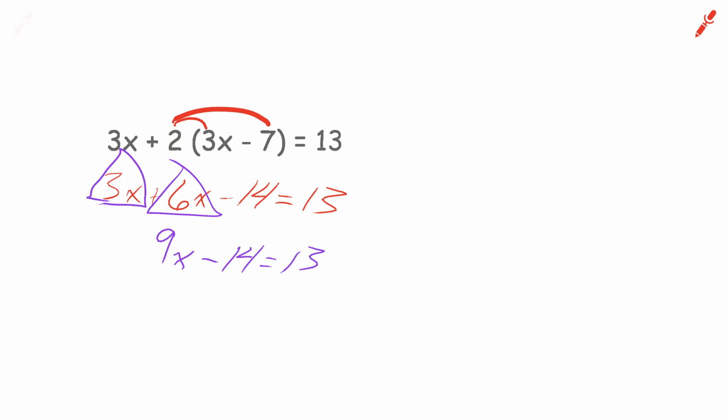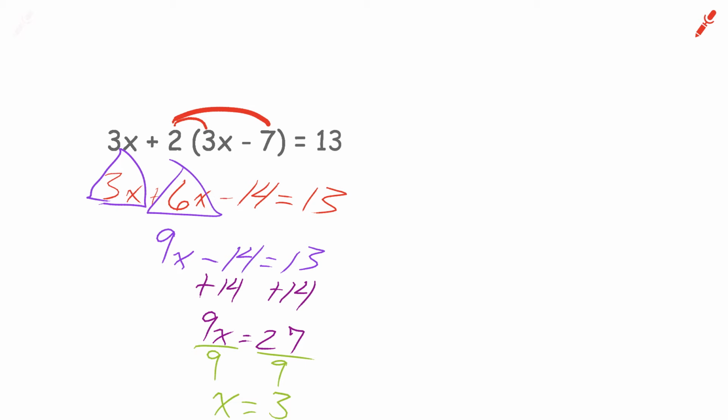Now that I've got it written as a two-step equation, I'm just going to solve for x. I add 14 to both sides. 9x equals 27. Divide both sides by 9. I get x equals 3. So, ladies and gentlemen, we went through and we already solved it, but let's talk about how we did it.